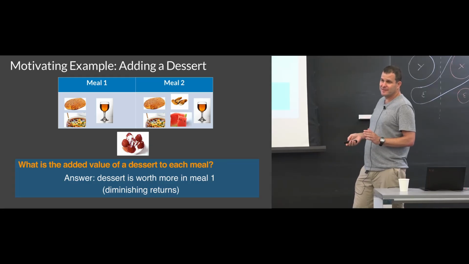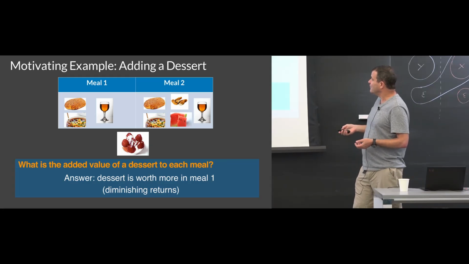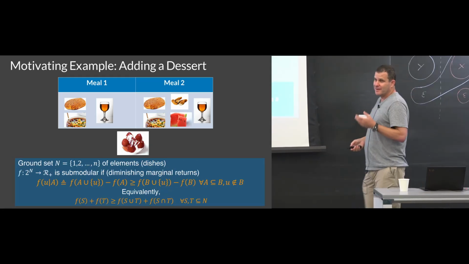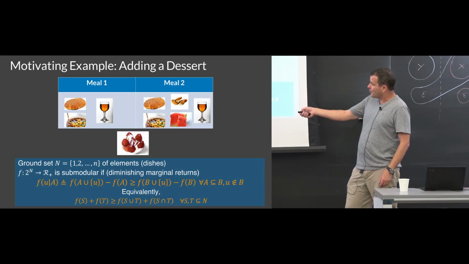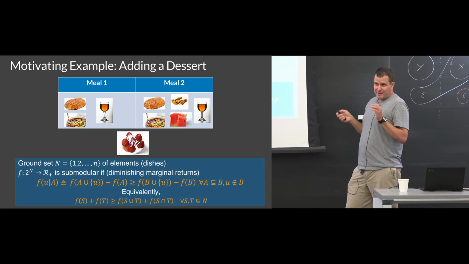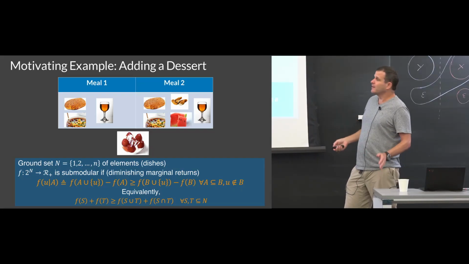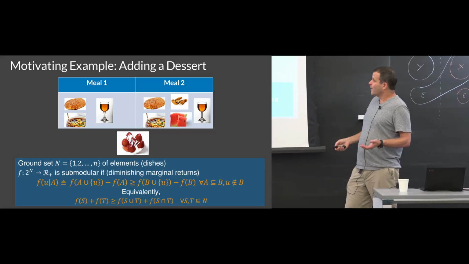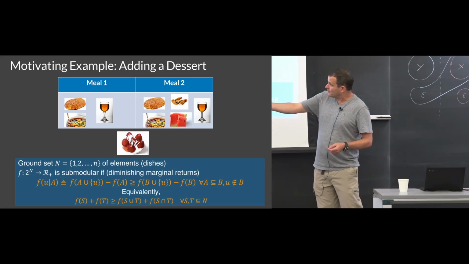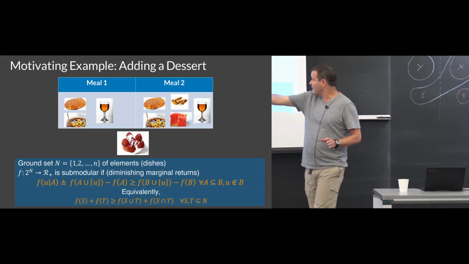This motivates the main definition of this talk, which is a submodular function. We have a ground set N, which is just dishes, or elements, and then we have a submodular function. Here it will be non-negative; in general, it can be negative. And it has the property of diminishing marginal returns. So what does it mean? I drew it here on the board so you can remember.